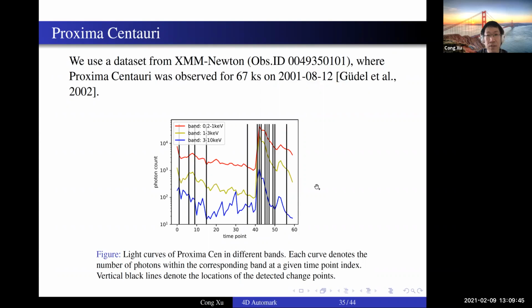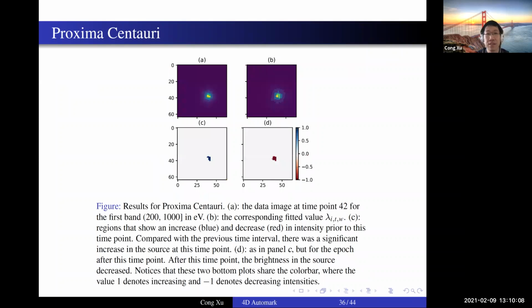And by the way, this one is a point source. So the light curve itself could tell us a lot about the location of the change points. The black vertical lines denote the detected change point locations. To be more specific, let's look at this plot. Part A is the data image at time point 42. We bin this data as a 64 by 64 image like that, and we can see that it's a point source.